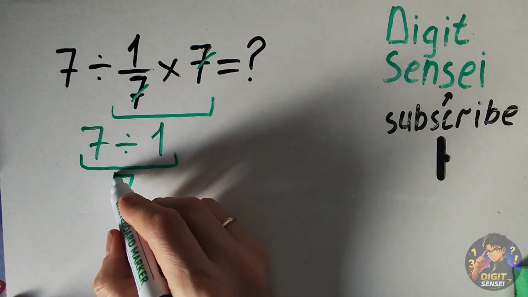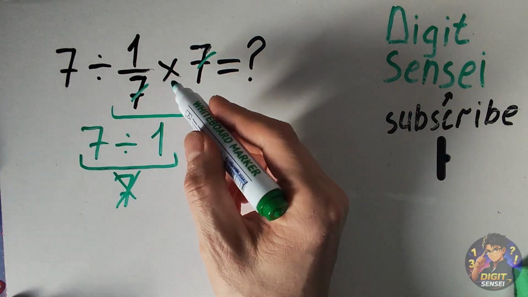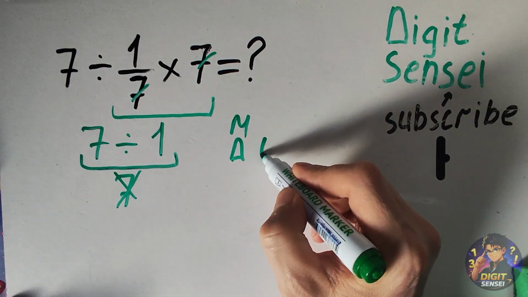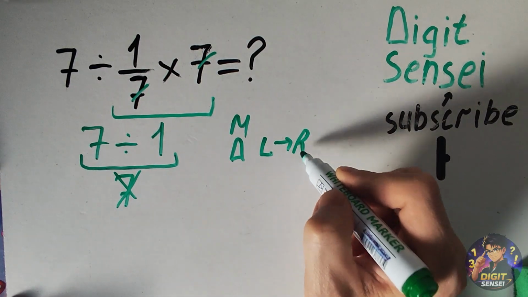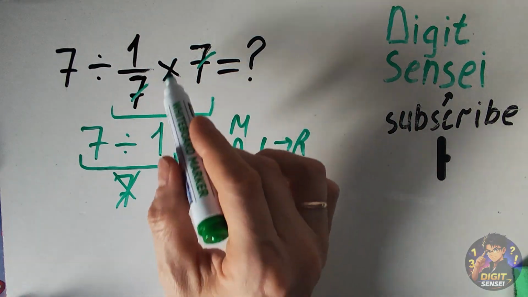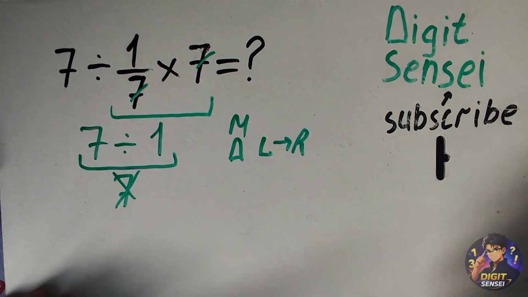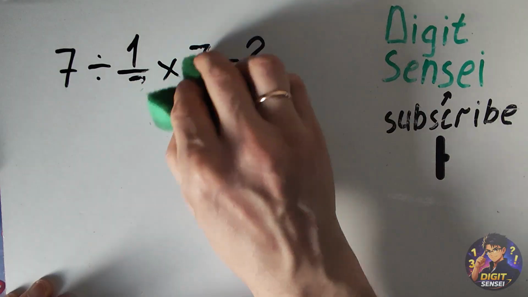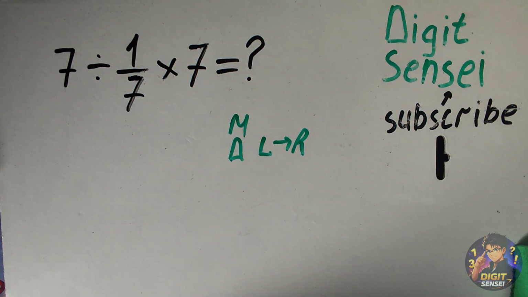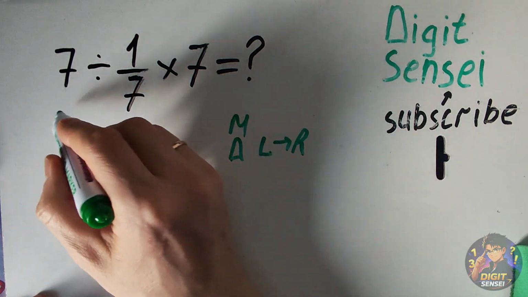But this answer is not correct, because according to the order of operations, multiplication and division have equal priority and we have to work from left to right. So here, first we have to do this division, then this multiplication. If we do this multiplication before this division, it is wrong. So first we have to do this division, 7 divided by 1 over 7.